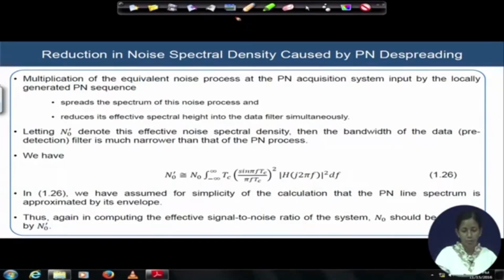So, N0 you cannot consider as a direct N0. Hence there will be an effective noise spectral density, and we define the effective noise spectral density as N0 dash, which will now be given by the expression 1.26. Then again the effect of the bandpass filter comes into the picture, and for simplicity of calculation, we have considered that the line spectrum can be approximated by the envelope of the noise. Thus again the effective signal to noise ratio computation will be done by multiplying A square with M2 and substituting N0 by N0 dash. How, we will see next.